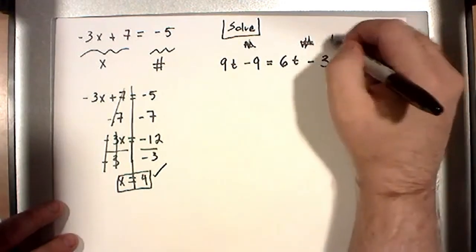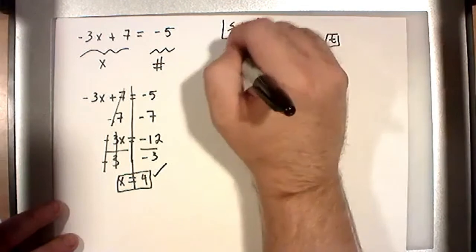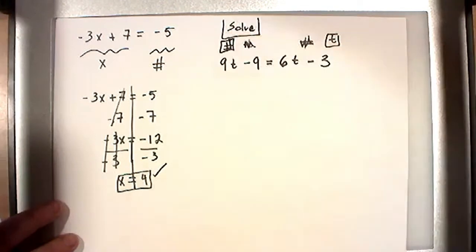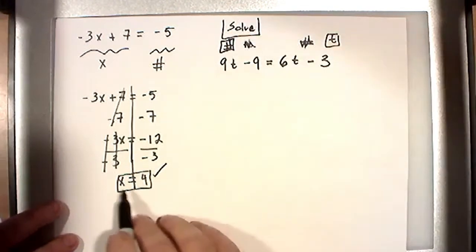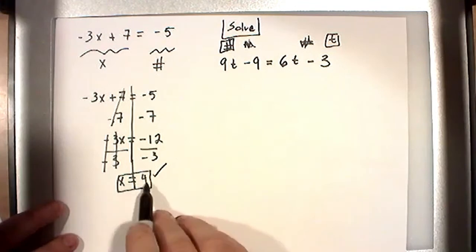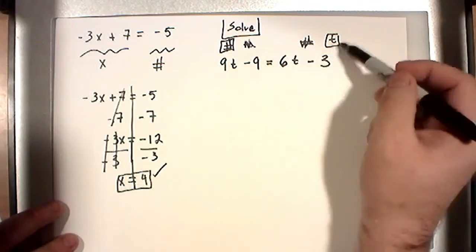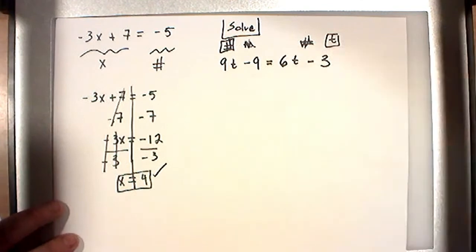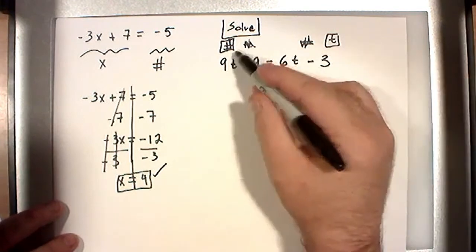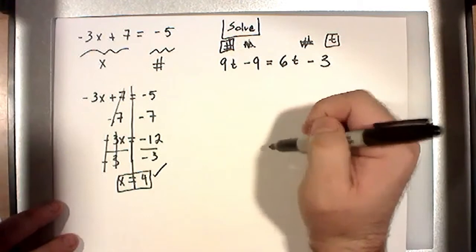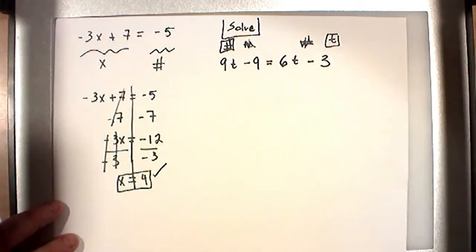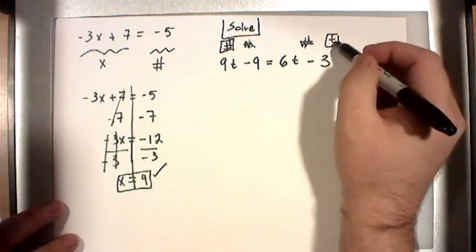I'm going to get my t's together on the right and put my numbers on the left. It does not matter whether it looks like x equals 4 or 4 equals x, so don't be afraid to pick whichever side you'd like. I'm going to do it a little differently and put my t's together on the right side. If you did the t's together on the left, it'll look different as we go, but the answer will still be the same. So for me, I want my t's together on the right.